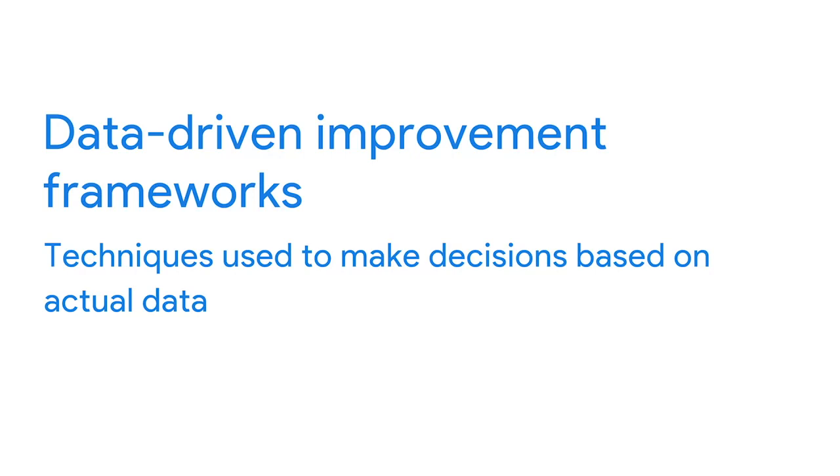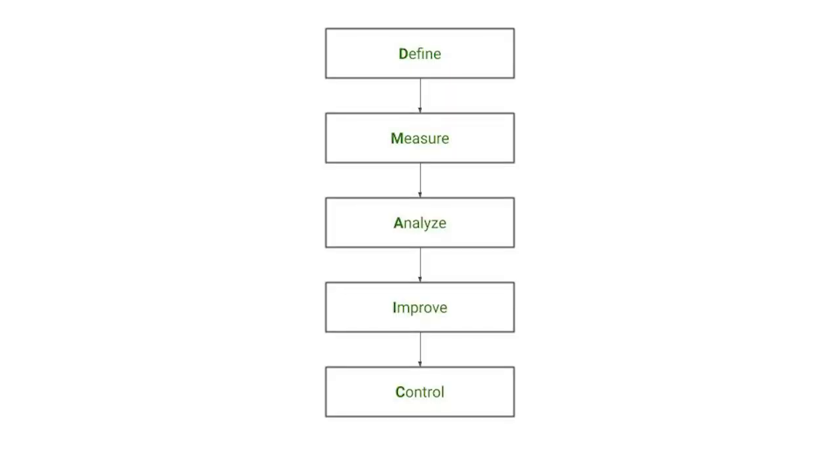Data-driven improvement frameworks are techniques used to make decisions based on actual data. The first data-driven improvement framework we'll cover may be familiar to you since we discussed it in a previous course. Recall that DMAIC stands for Define, Measure, Analyze, Improve, and Control. And it maps out to 5 steps that you can take when working toward continuous improvements.